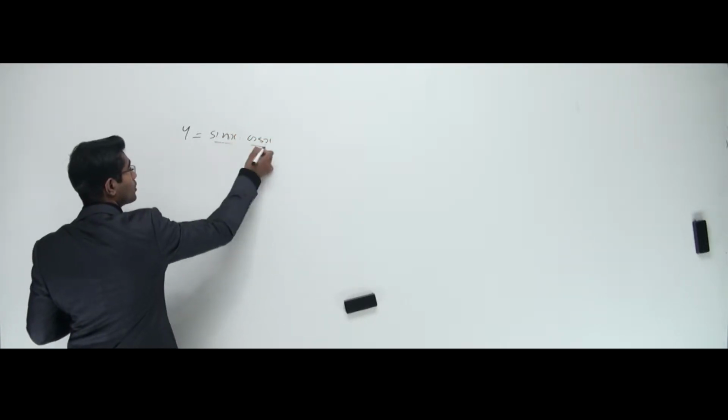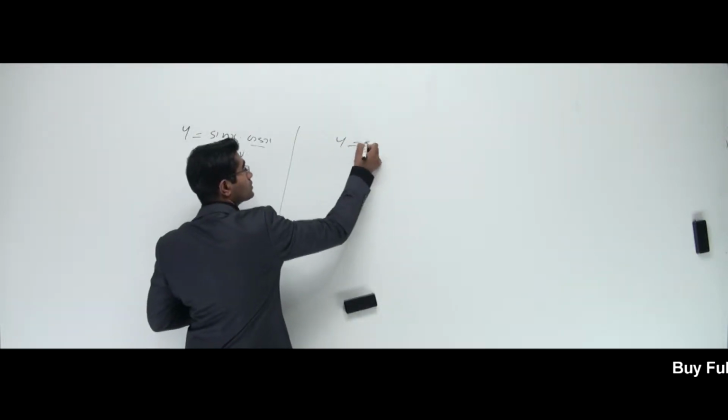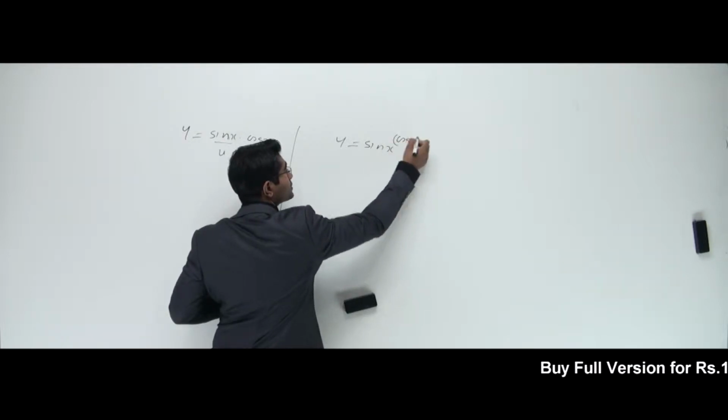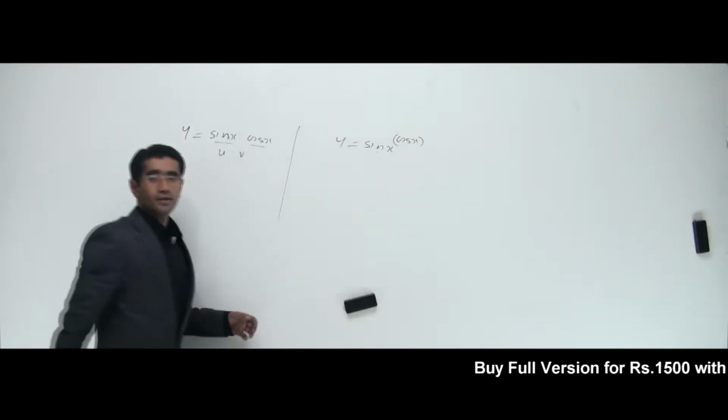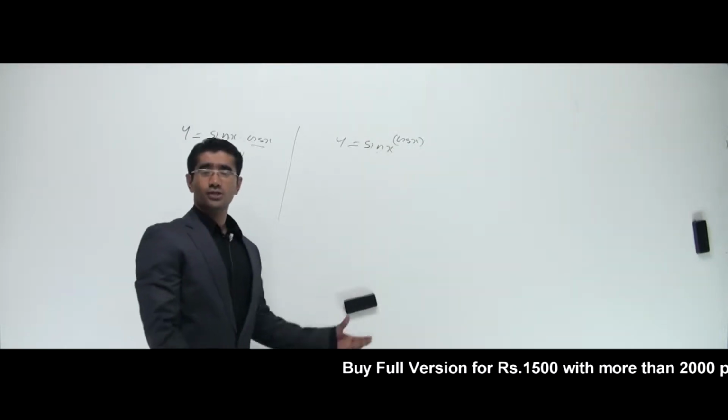We understand, we use product rule, UV rule, right? So what if we have a function like y is equal to sine of x to the whole power cos x? Now we have this function on the power of sine, right? How do I differentiate this? We can't use product rule, quotient rule or chain rule in this.